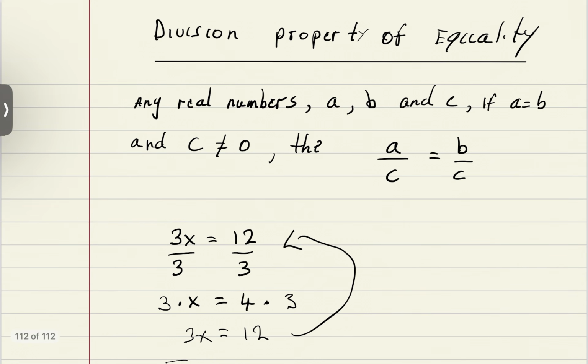Just remember that the division property of equality allows you to divide both sides by the same value, and the equation is still going to be equal, but you cannot divide by 0, because in math we cannot divide by 0. I will be creating a video in the future about maybe why we can't divide by 0, but that's going to be in the future. I hope this was clear. This is going to be helpful to know.